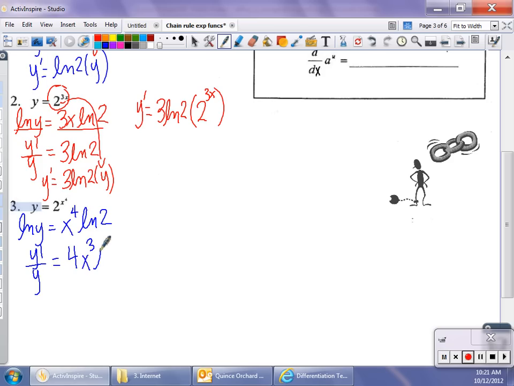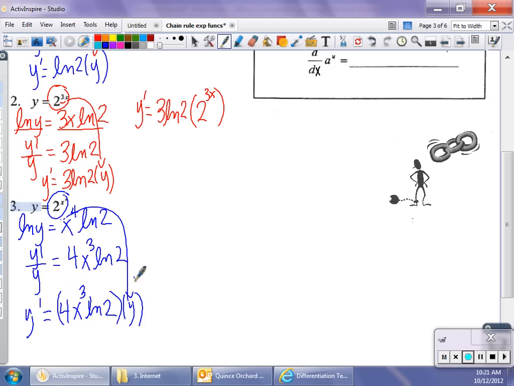4x cubed times the ln of 2. Multiply both sides by y. 4x cubed ln of 2, all multiplied by y. Substitute in the original because that's its equivalent, and I get, let's go back to red, so they're all the same, y prime is equal to, or the derivative is, 4x cubed ln of 2 multiplied by 2 to the x to the fourth.